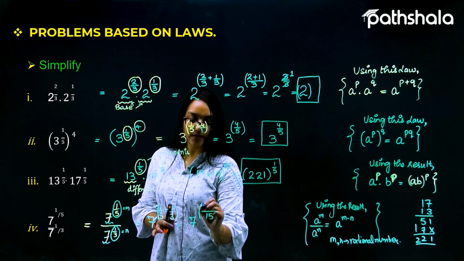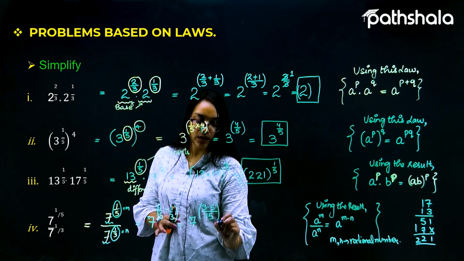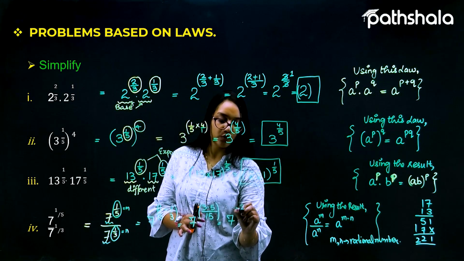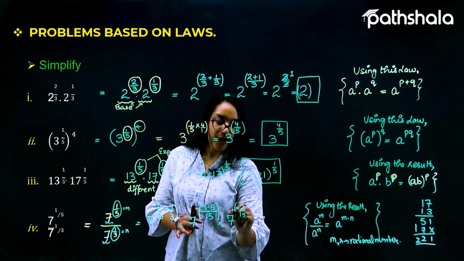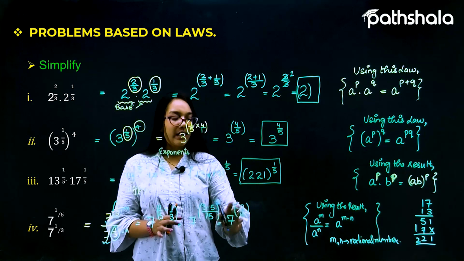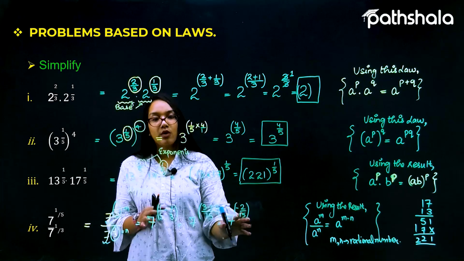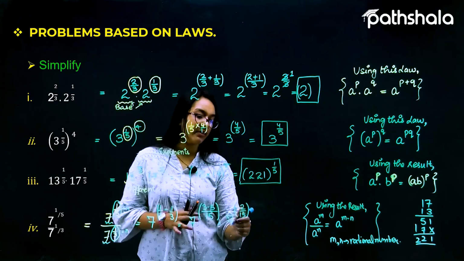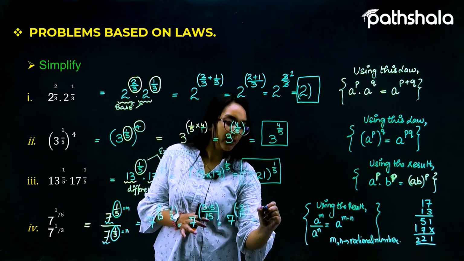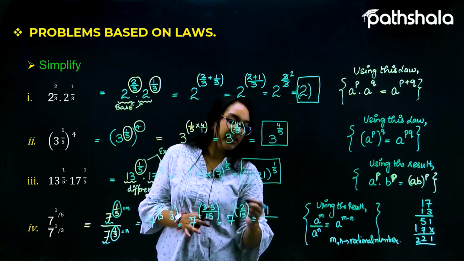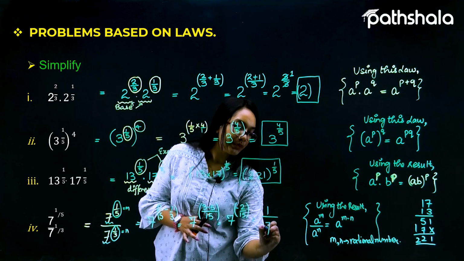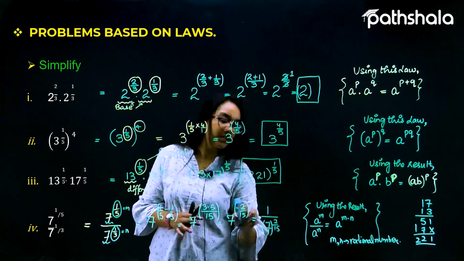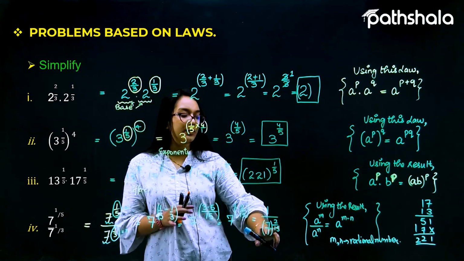After solving it, we get 3 minus 5. So the answer is 7 raised to the power 3 minus 5, which is minus 2 divided by 15. We can say this is our answer, or we can convert it into a positive power by taking it into the denominator. So it can also be written as 1 by 7 raised to the power 2 by 15. You can write it in either formation.